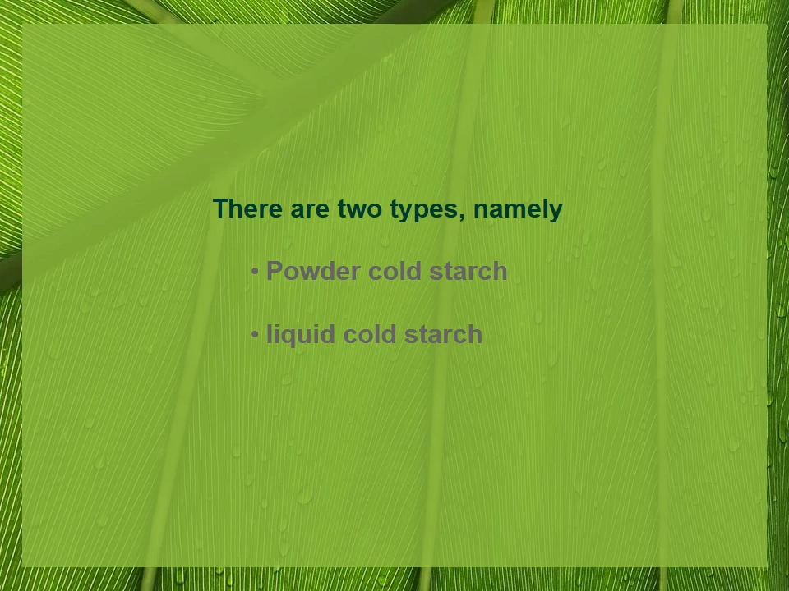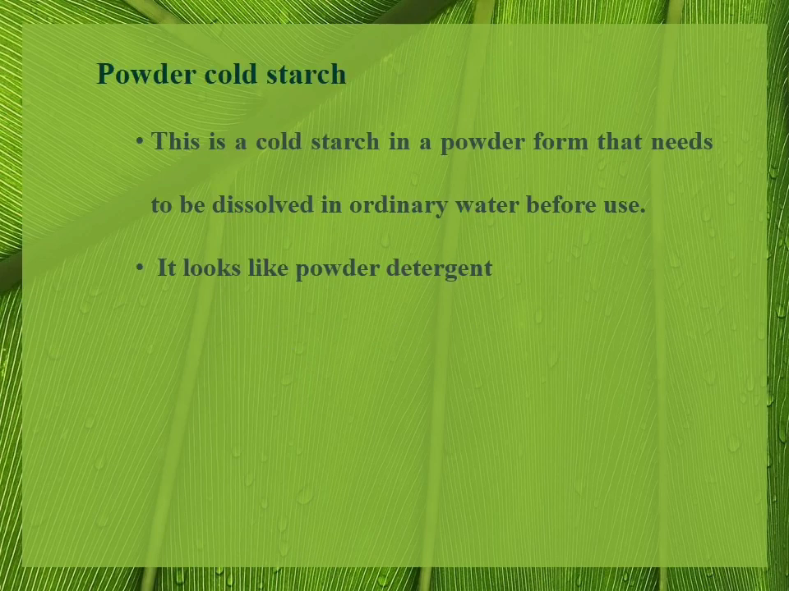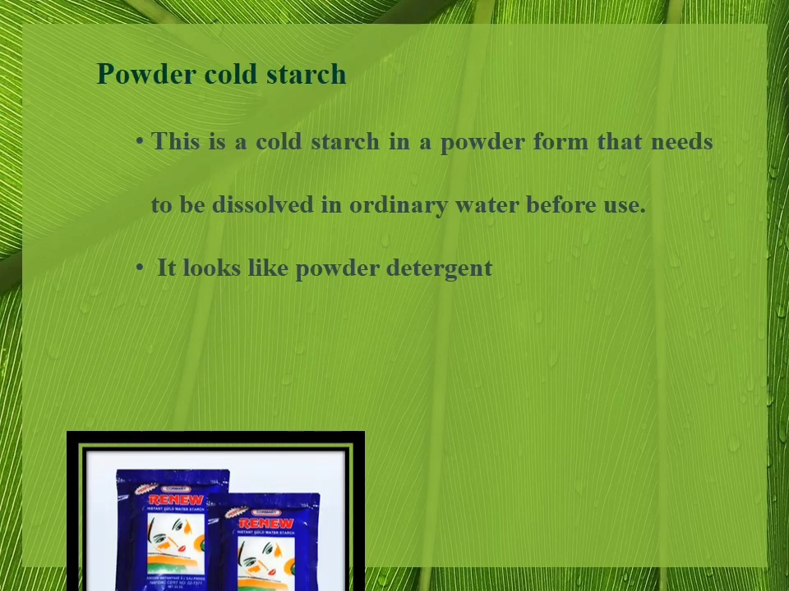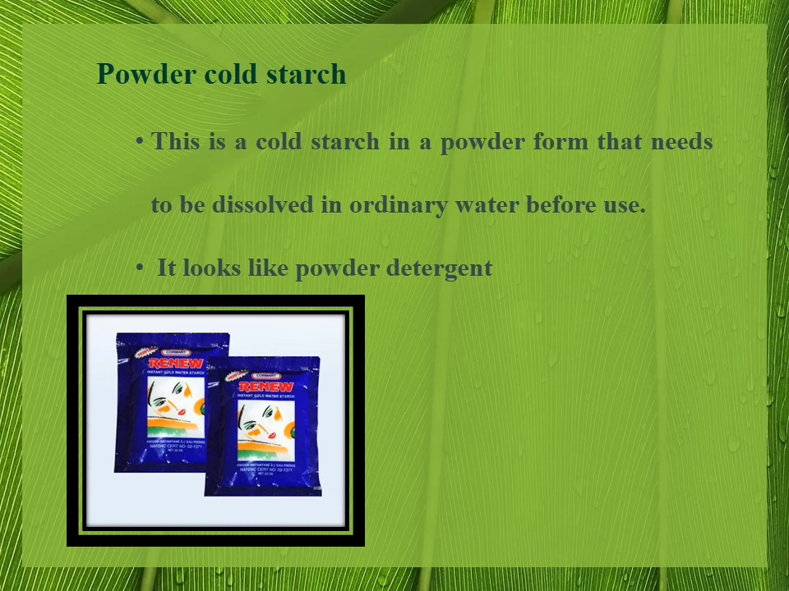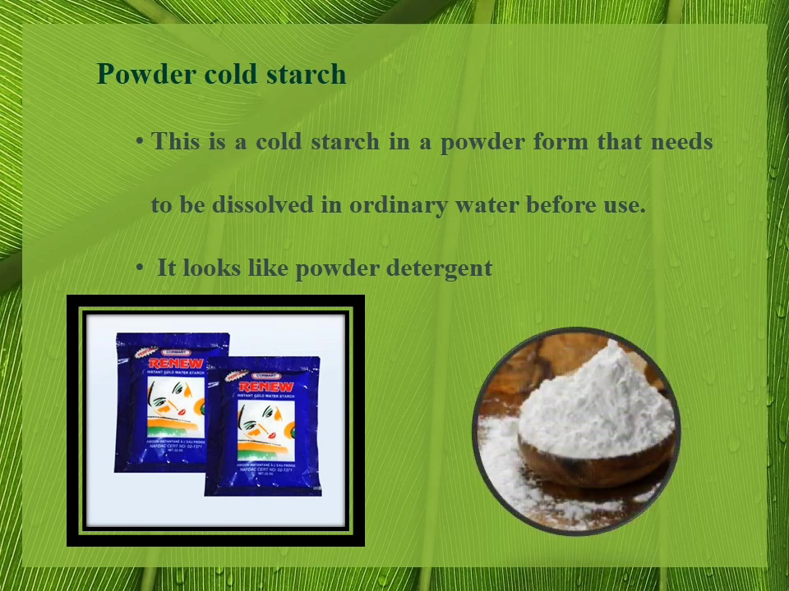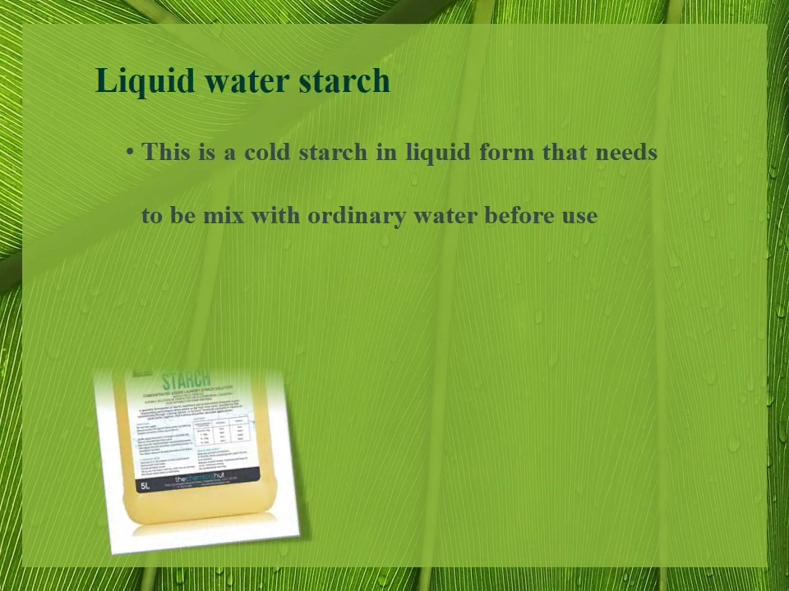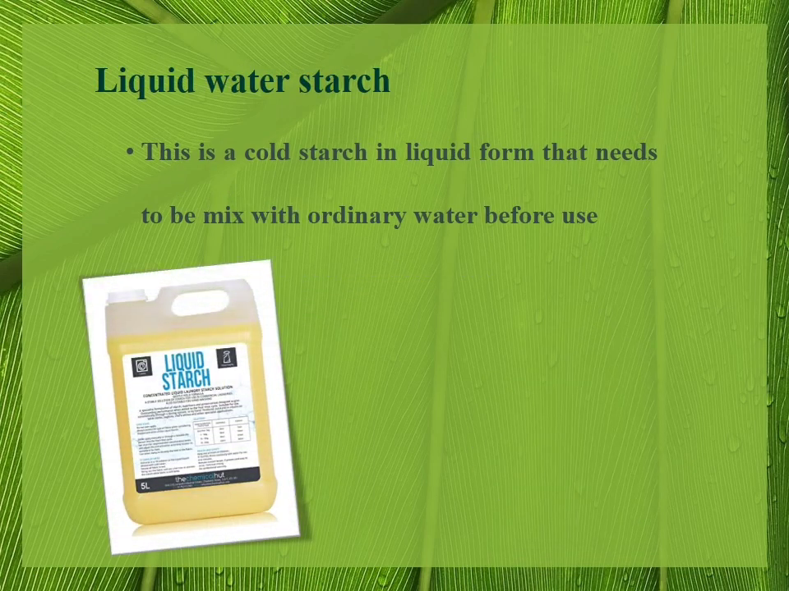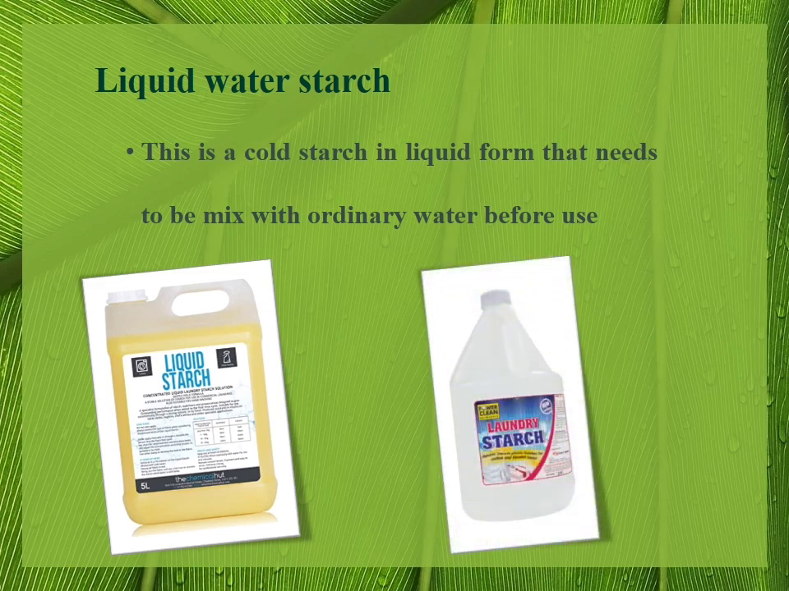The cornstarch is available in two forms, namely powdered cornstarch and liquid cornstarch. Powdered cornstarch. This is a cornstarch in powder form that needs to be dissolved in ordinary water before use. It looks like powder detergent. Liquid cornstarch. This is a cornstarch in liquid form that needs to be mixed with ordinary water before use.